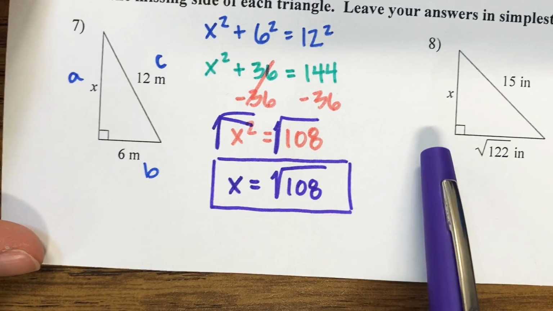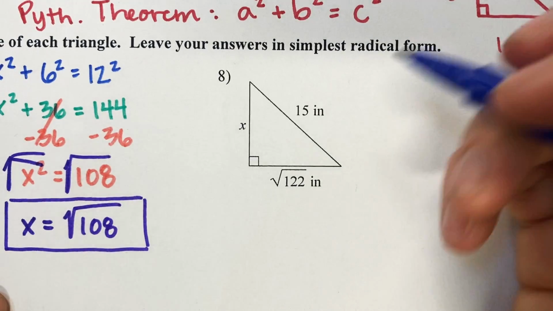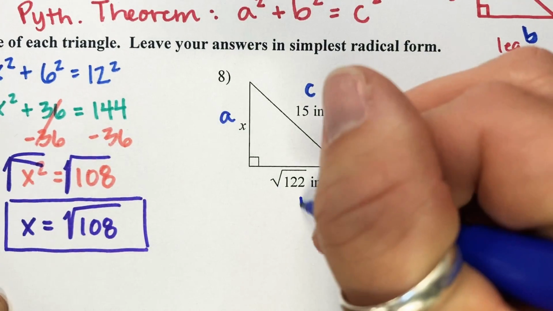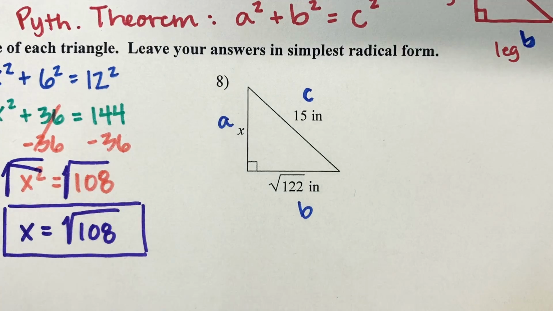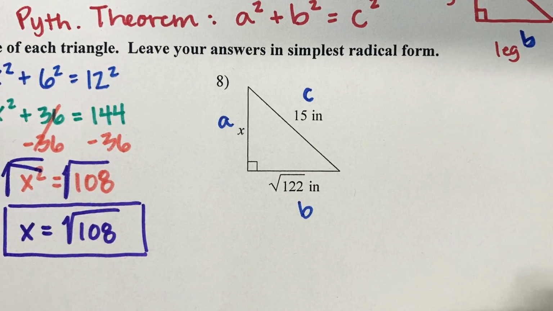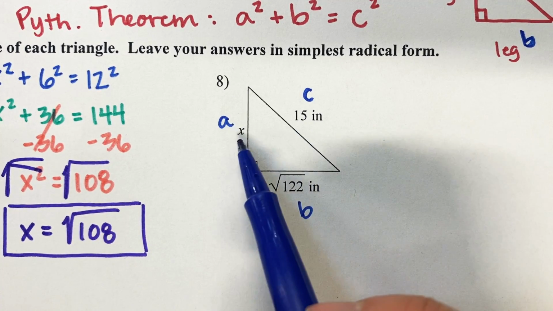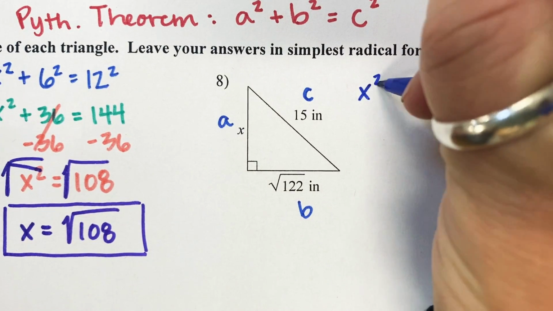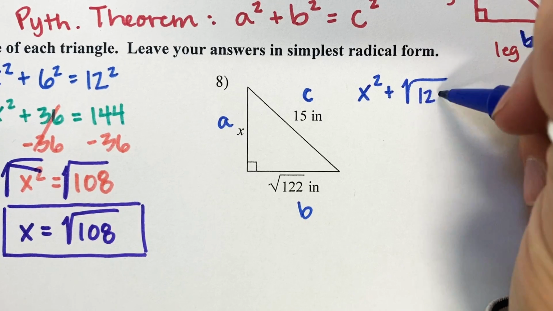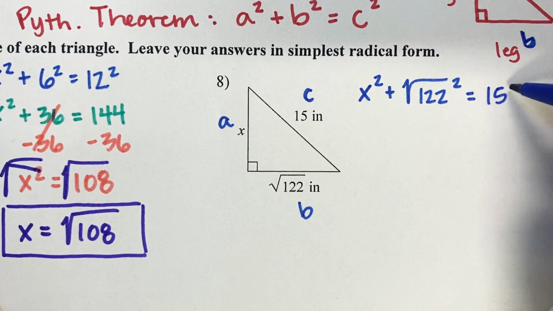Okay, so let's try it again for number 8. Okay, so let's identify A, B, and C. So C is my 15. A, I'm going to make X again, and B is this root 122. Don't be too scared by this. I'll show you what happens. It's actually kind of nice. Okay, so A squared plus B squared equals C squared. My A is X squared, plus B squared, root 122 squared, equals C squared.